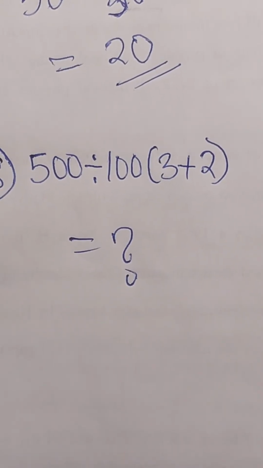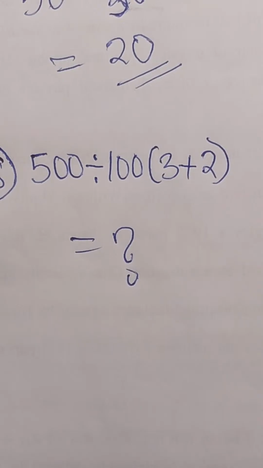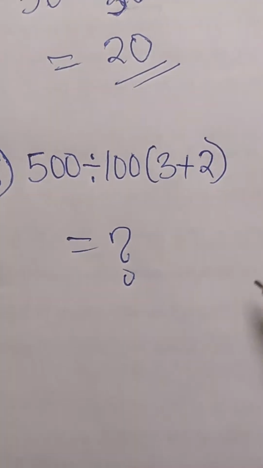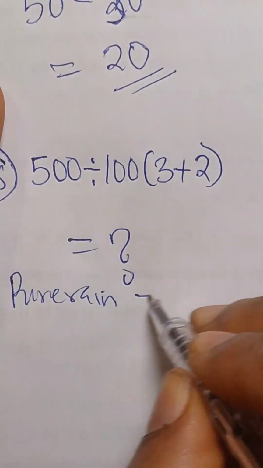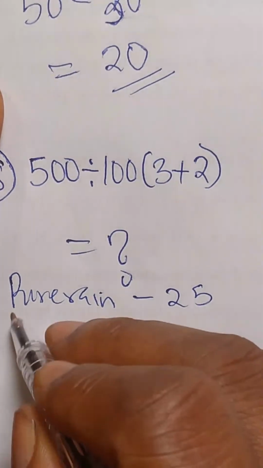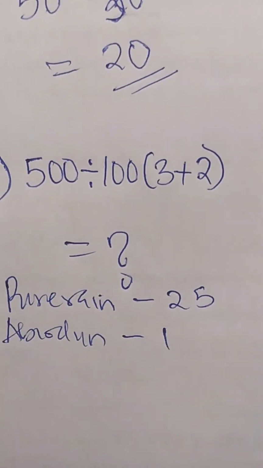So if you know the answer, you drop it. If you know the answer to the question, you can drop your answer. Let's see. So Pure Rain says 25. Pure Rain, 25. Abiodun, 1. So more answers.